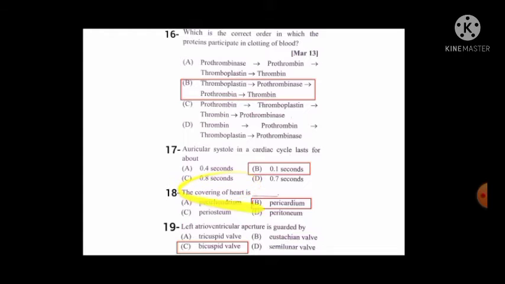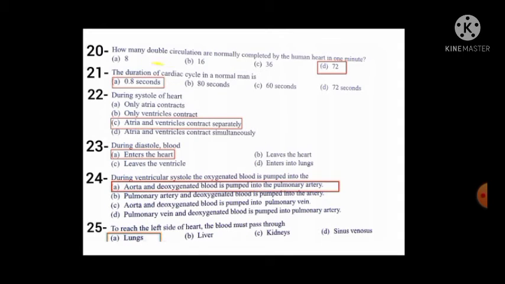Covering of the heart. The heart is covered by the pericardium, which protects the heart. Left atrioventricular aperture is guarded by the bicuspid valve, which is the atrioventricular valve. How many double circulations are normally completed in a human heart in 1 minute? 72. Our heart beats an average of 72 times in a minute. Duration of the cardiac cycle in a normal man is 0.8 second.